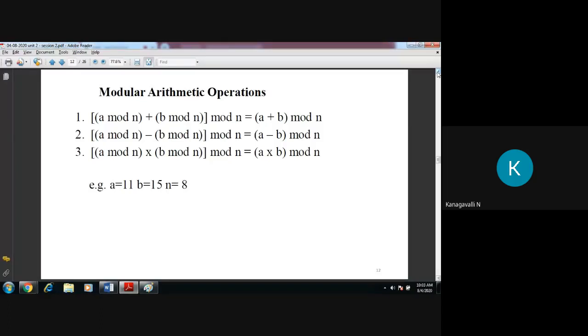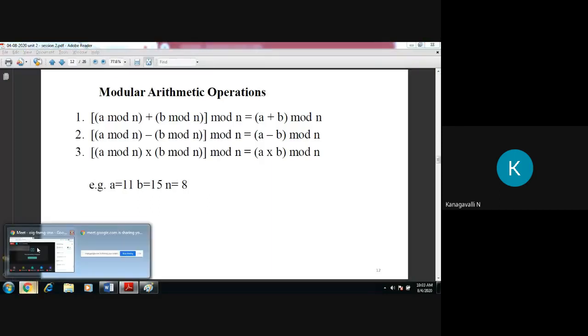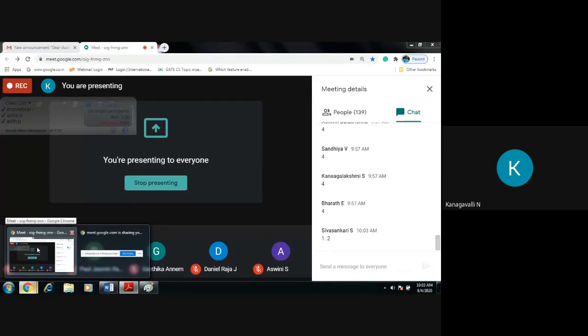Please do it faster. See, at least you are checking on your side, it's enough, I thought. So I need the answer for these arithmetic operations 1, 2, 3. So A value is 11 and B value is 15 and n is 8. Good.